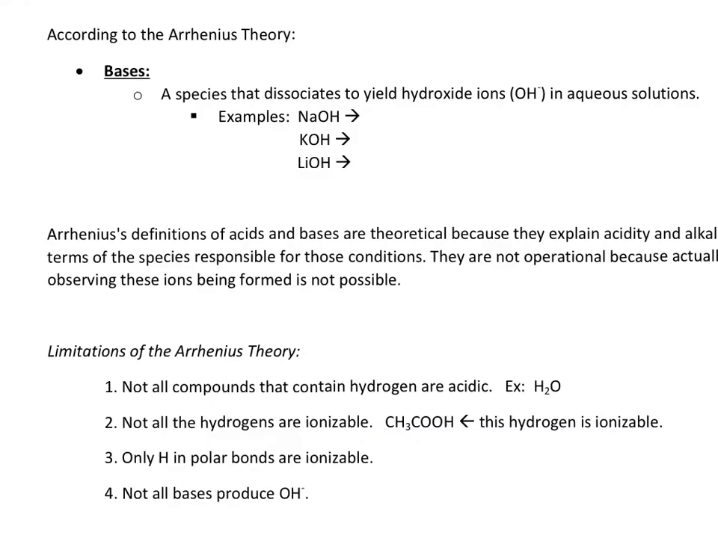According to the Arrhenius theory, a base is any species that dissociates to yield the hydroxide ions, also known as OH-, in aqueous solutions. That means, by looking at the examples, if we break the compound into its component ions, it should yield OH-.